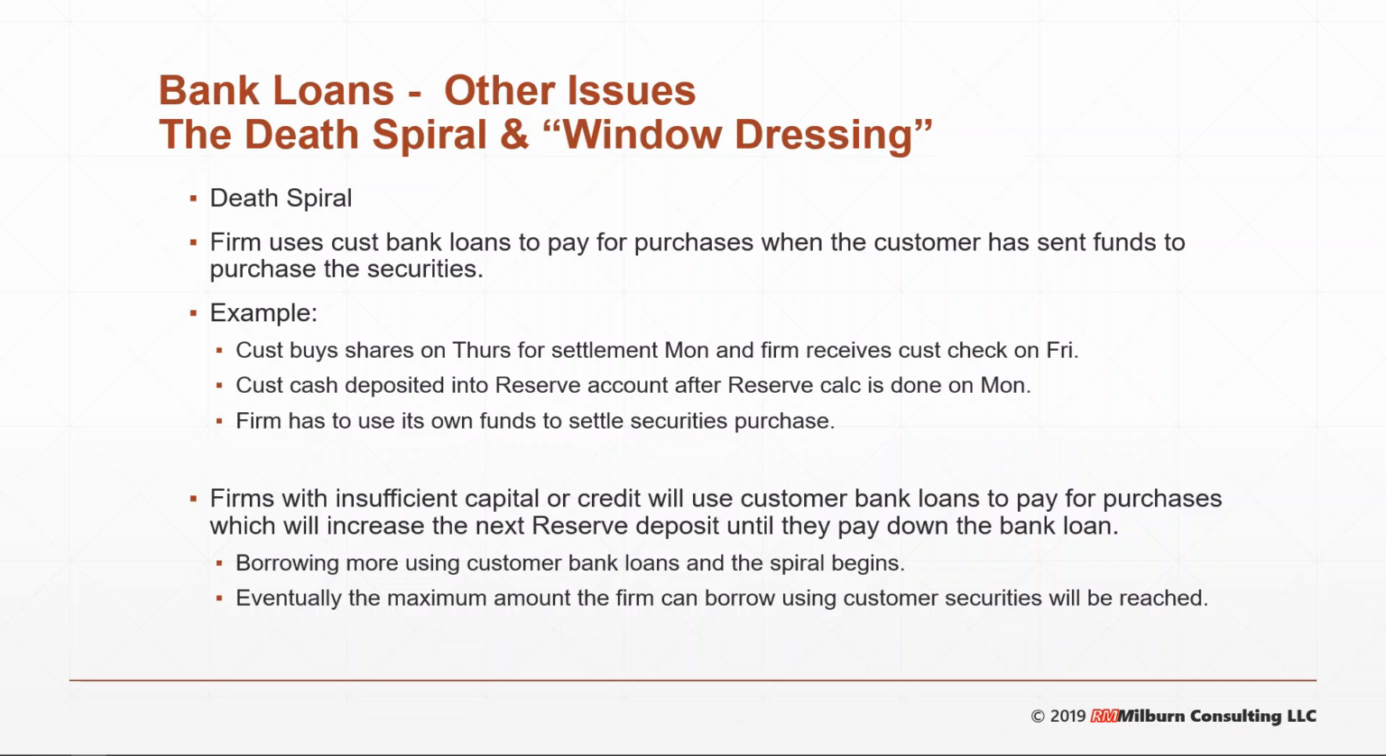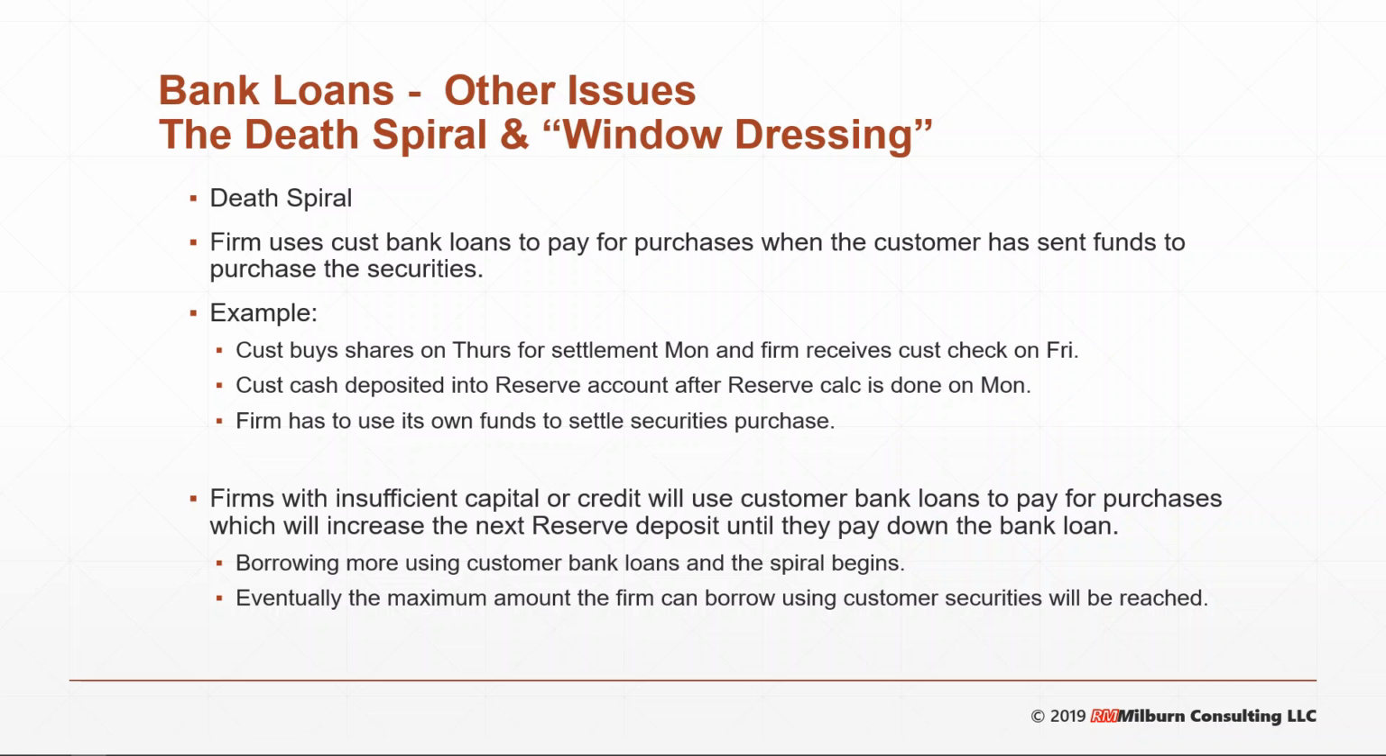So let's talk about the death spiral and window dressing. And the first one is death spiral. And here, that's when a firm uses customer bank loans to pay for purchases when the customer has already sent in funds to purchase the securities. Say, for example, the customer buys shares on a Thursday for settlement on Monday, that's T+2, and the firm receives the customer check on Friday. If the customer's cash will be deposited into the reserve account after the reserve calculation is done on Monday, now the firm has to use its own funds to settle the securities purchase.